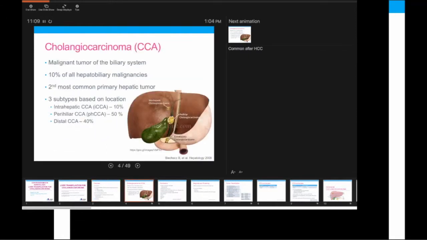So just to review, cholangiocarcinoma is a malignant tumor of the biliary system. It comprises 10% of all hepatobiliary malignancies, and it's the second most common primary hepatic tumor after HCC. There are three subtypes based on location, the first being intrahepatic, which is 10% of cholangiocarcinoma. We have perihilar, which is 50% of cholangiocarcinoma, and distal or extrahepatic cholangiocarcinoma.